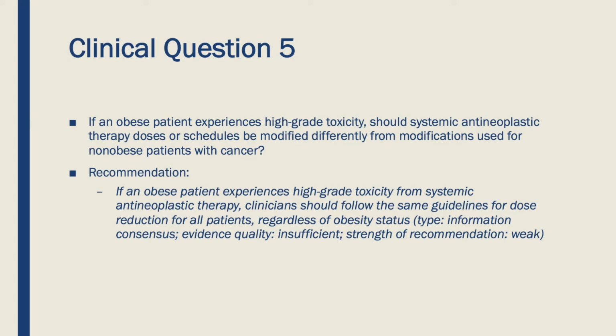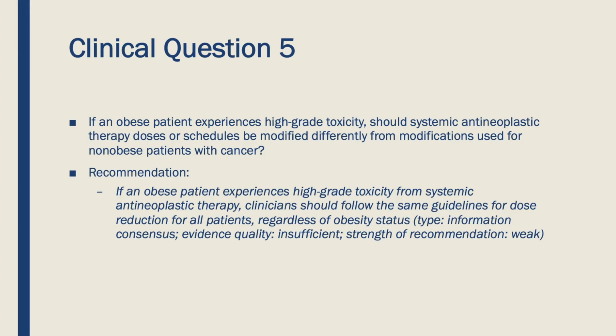For clinical question 5, if an obese patient experiences high-grade toxicity, should systemic anti-neoplastic therapy doses or schedules be modified differently from modifications used for non-obese patients with cancer? And the recommendation from the guidelines states that if an obese patient experiences high-grade toxicity from systemic anti-neoplastic therapy, clinicians should follow the same guidelines for dose reduction for all patients, regardless of the obesity status. The type is an informal consensus, the evidence quality is insufficient, and the strength of this recommendation is weak.